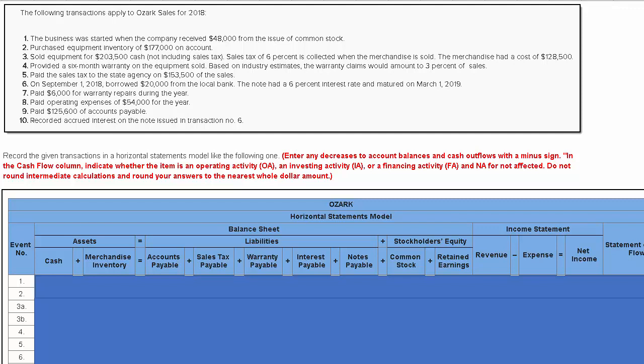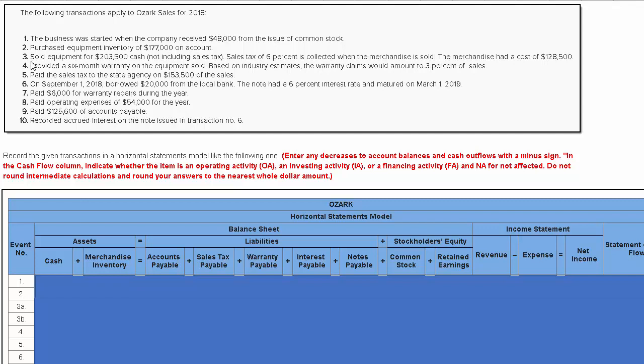Okay, let's take a look at exercise 721, which involves transactions, but the focus is on liability transactions. So we've got the Ozark Sales Company for 2018, and we've got these 10 transactions. And then what we're going to do is use the horizontal statement model, and we're going to indicate how these transactions impact the various accounts. Now, I'm not going to work all of these, but I will work some of them.